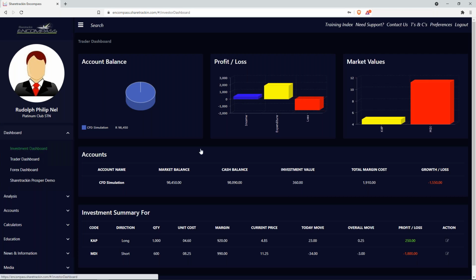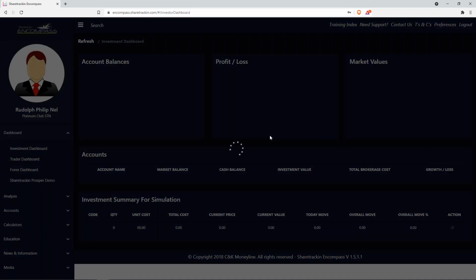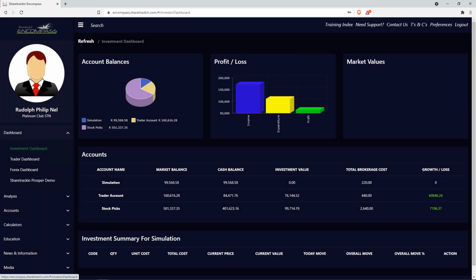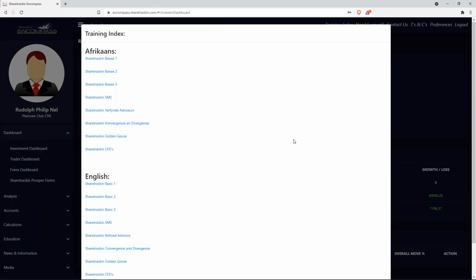Okay, so they look more or less the same. The only difference is that the one is being used for CFDs and the other one is being used for investments. But we'll get to that at a later stage if we go over to the CFD videos, and also to the basic three, but they are available right at the top underneath trading index. There are a few of those videos already available. There are the English versions and the Afrikaans versions.